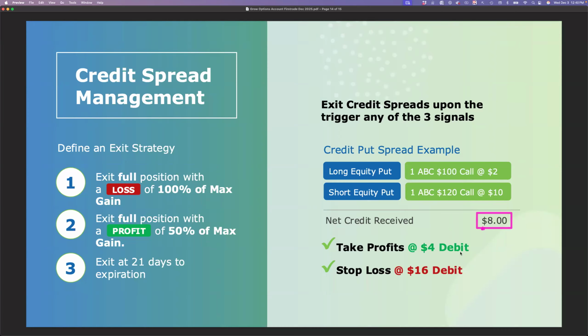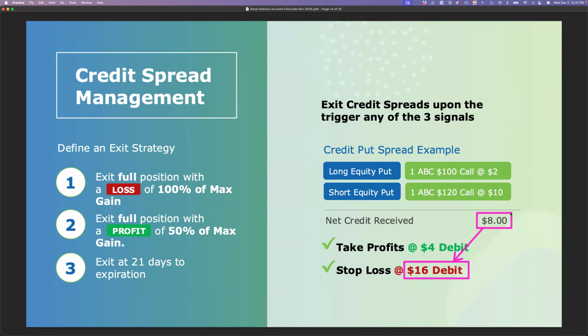The rule of thumb is that you want to place a stop loss order at $16 to get yourself out, because the maximum gain potential on an $8 credit spread is $8. So if an $8 credit spread loses $8, meaning when it's something that you sold for $8 is now trading at $16, you've lost $8 on that trade. It's time to cut your losses and move on.